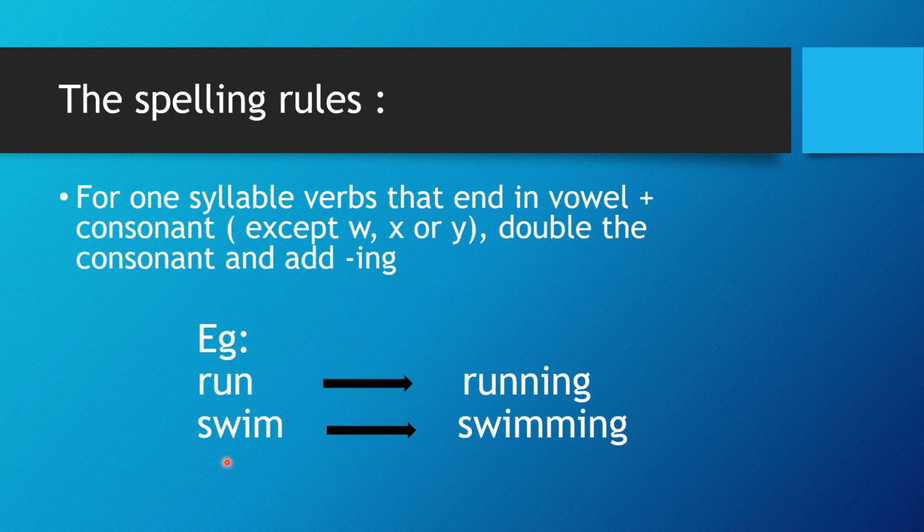Okay, and another example, swim. So this is a one syllable verb and it ends with a consonant. Okay, and before the consonant is the vowel. Okay, swim. So the spelling for the verb swim becomes swimming. So we double the consonant M. S-W-I-M-M-I-N-G. Swimming. Got it?